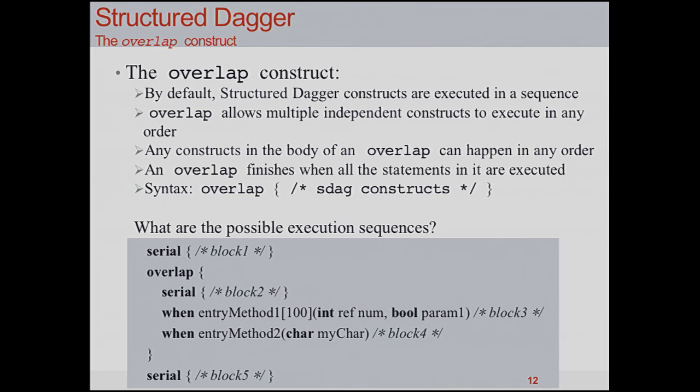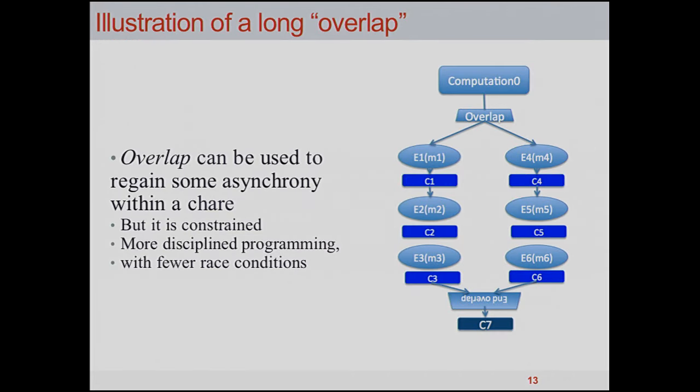And you can bring back that asynchrony through an overlap statement that basically allows you to express things like this. You are saying, if E1 comes first, then execute that. If E4 comes first, execute that. E2 depends on E1, and E5 depends on E4. So there are separate chains of messages and method invocations and computations, but they can progress in any order they want, all inside a single object. A single object is always running inside a single core, or at least a single node.